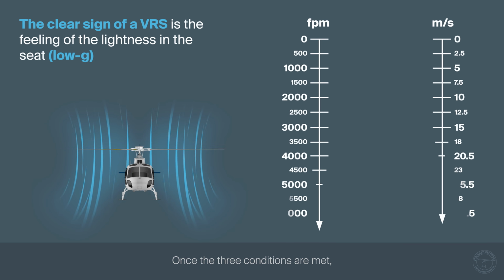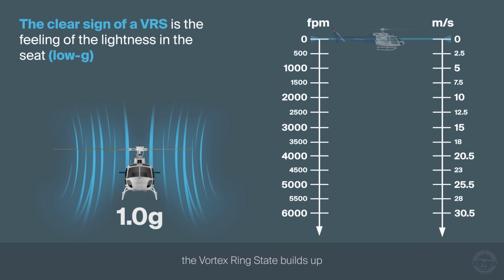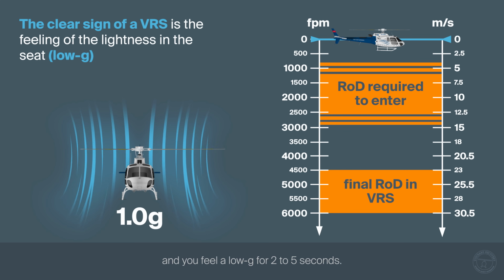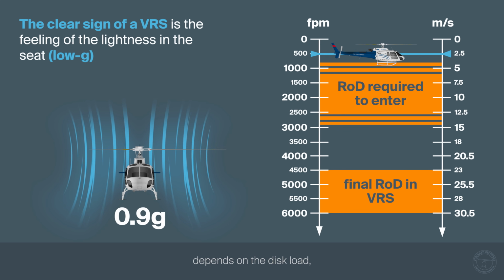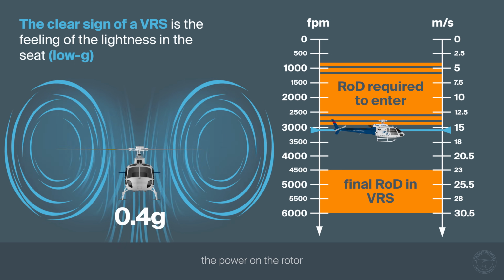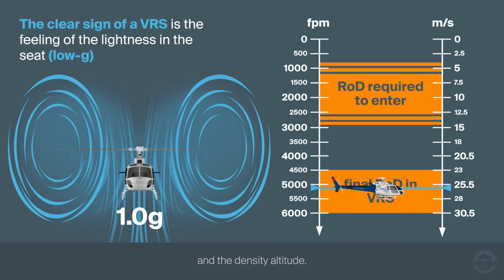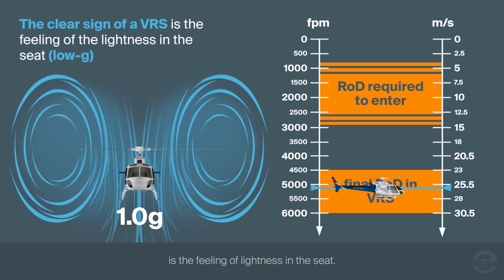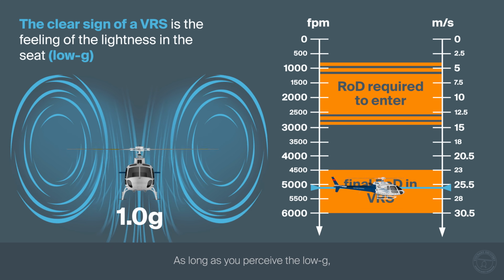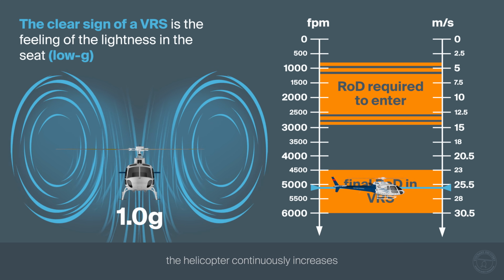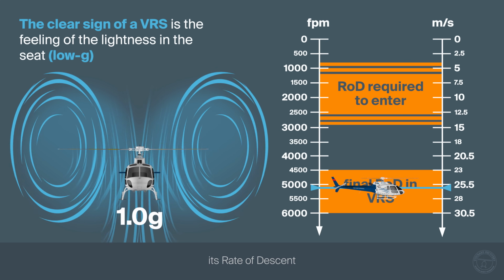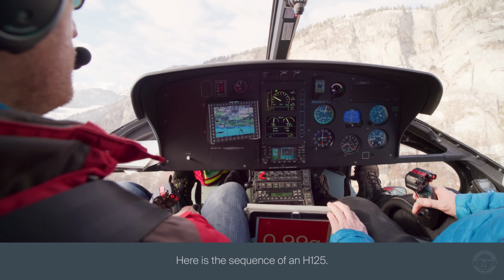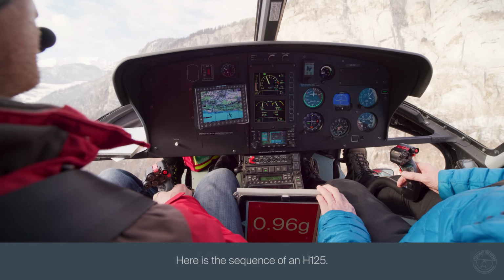Once the 3 conditions are met, the vortex ring state builds up, and you feel a low G for 2 to 5 seconds. The intensity of the low G depends on the disk load, the power on the rotor, and the density altitude. A clear sign of a low G is the feeling of lightness in the seat. As long as you perceive the low G, the helicopter continuously increases its rate of descent until the final rate is reached. Here is the sequence of an H125.